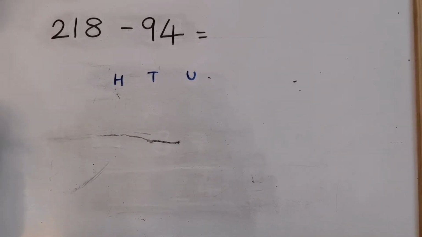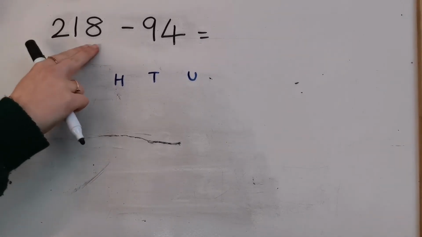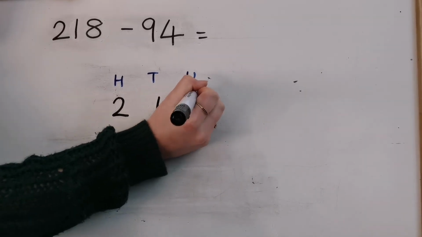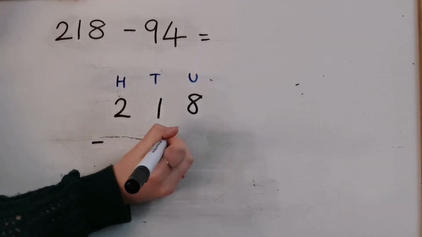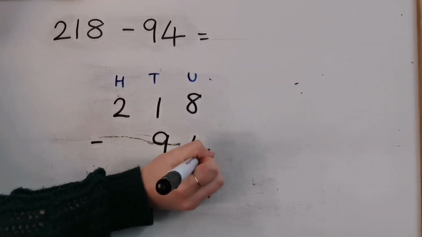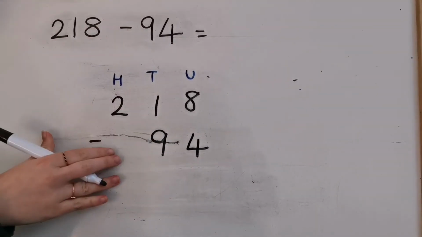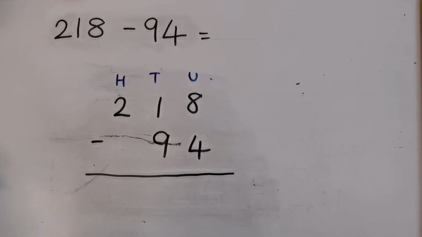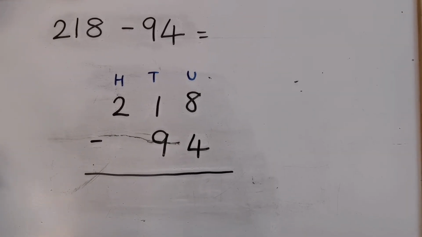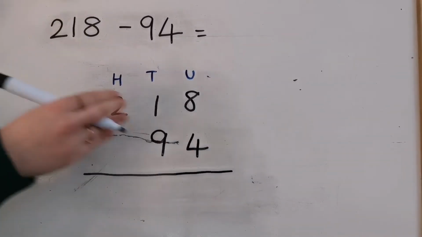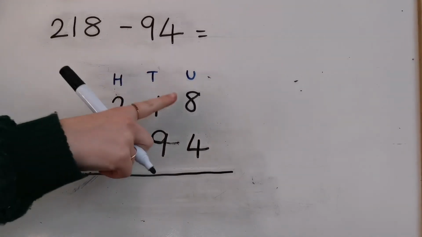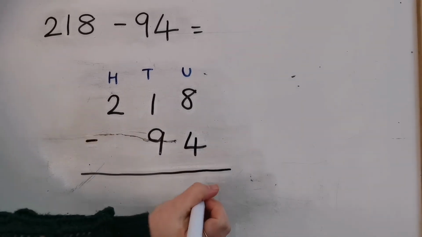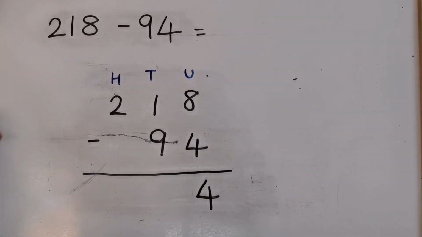Okay, we're going to set it out in exactly the same way. I've got 218 take away 94. Remember, there are no hundreds in the number 94. I'm going to put my line ready to do my working out, and I'm going to begin in the units column as always. So 8 take away 4, nice and simple. I don't need to regroup, would just give me the answer 4.